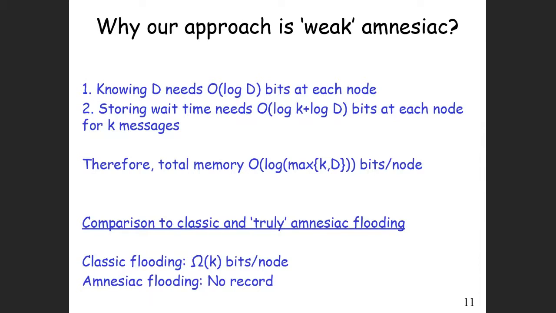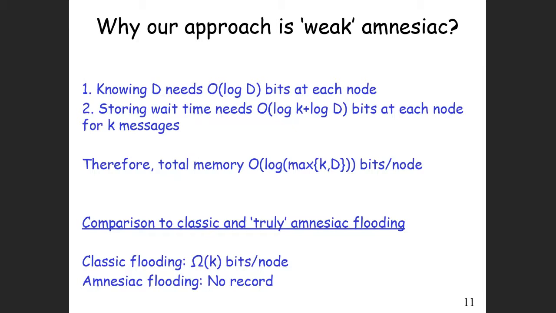Okay. So why is our approach weak amnesiac? Since nodes know D, they need log D bits at each node to keep track of D. So they have to store that information. And we have wait time that needs log k plus log D bits because it depends on k and D. Therefore, the total memory requirement for our algorithm is log of max of k and D bits per node.